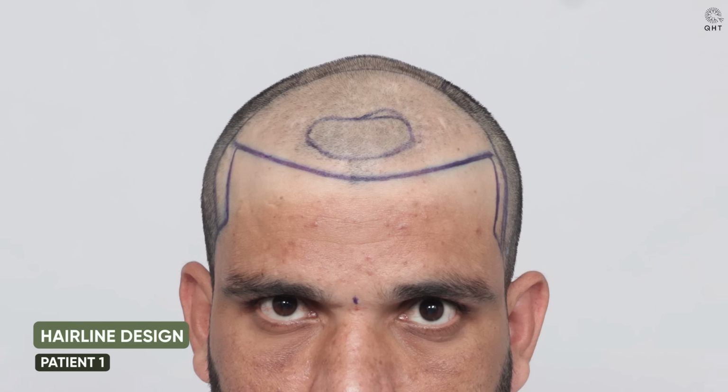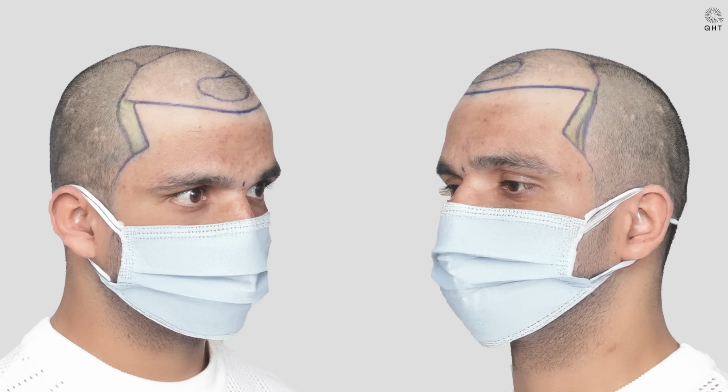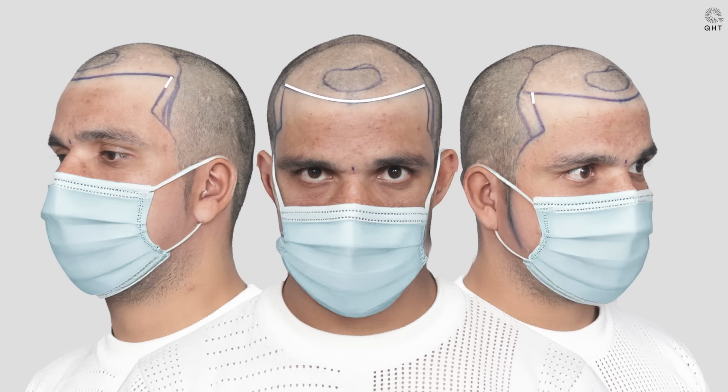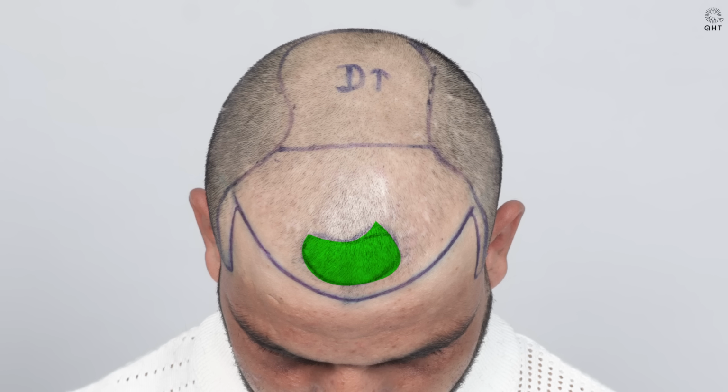For patient 1, the hairline was designed measuring the distance from the glabella point, keeping the peak point at the same position. Along with it, the temples were also designed to complete the facial frame that he has lost. For the smooth transition of the hairline and temples, temporal angles were marked with precision. The frontal tuft was encircled as it won't need any intervention.